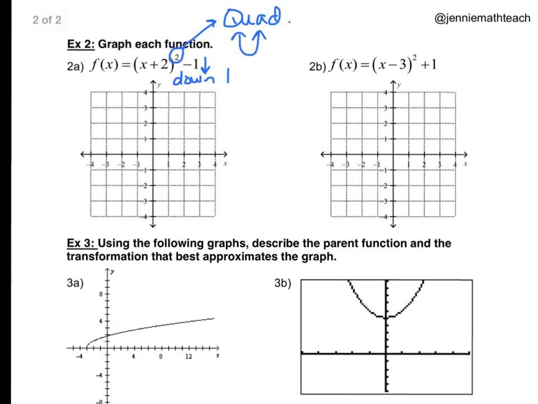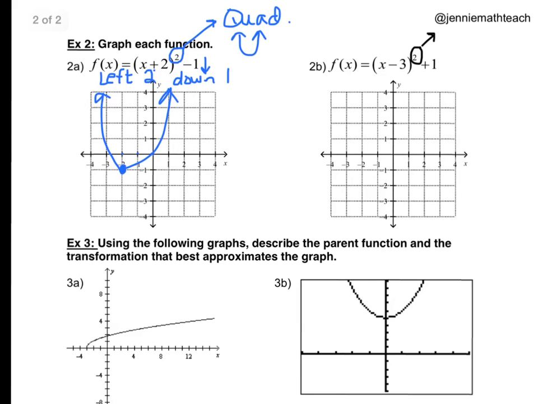Inside the parentheses, it tells us if we're going to move left or right, and it's the opposite of that sign. So normally we would think that a +2 means right 2, but it's the opposite. So we're going to say left 2. So instead of drawing a parabola at 0, 0, we're going to move to the left 2, down 1, put a dot, and draw that U shape. Let's see if you can try 2B.